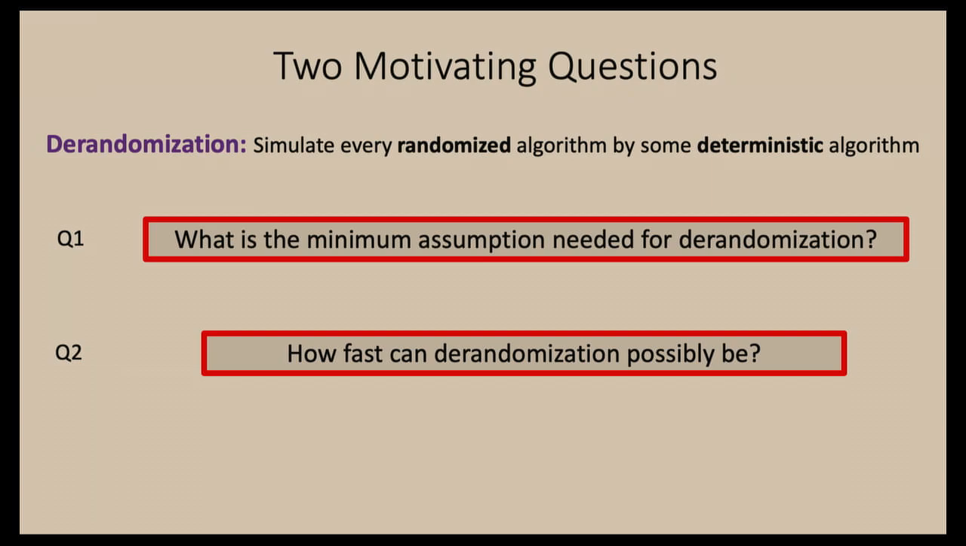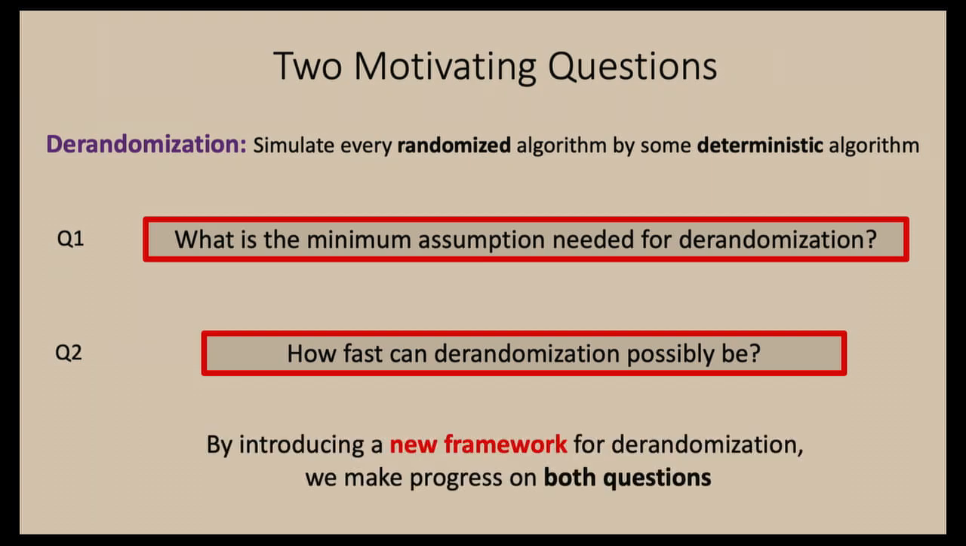The second question is probably the more practical one: how fast can derandomization possibly be? BPP equals P only means we have a polynomial time simulation. But this polynomial can be, you know, n to the 100, and that might not be very efficient in practice. So inspired by recent works in fine-grained complexity, we can ask, what is the actual polynomial exponent in the derandomization? So these are the two motivating questions for the whole talk. In recent work with Roy Tell, by introducing a new framework for derandomization, we make some progress on both questions, and we'll see that in this talk.